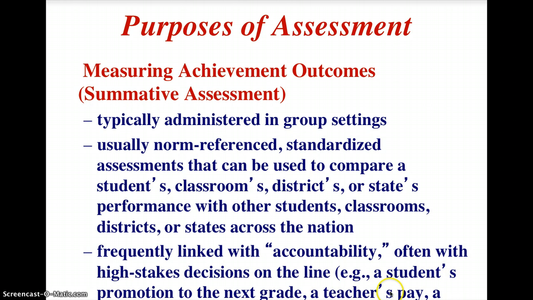And then the bottom of this is cut off, but this just says, for example, a student's promotion to the next grade, a teacher's pay, a school's future funding level. So those are some of the high stakes decisions that these summative assessments could be based on or could affect.